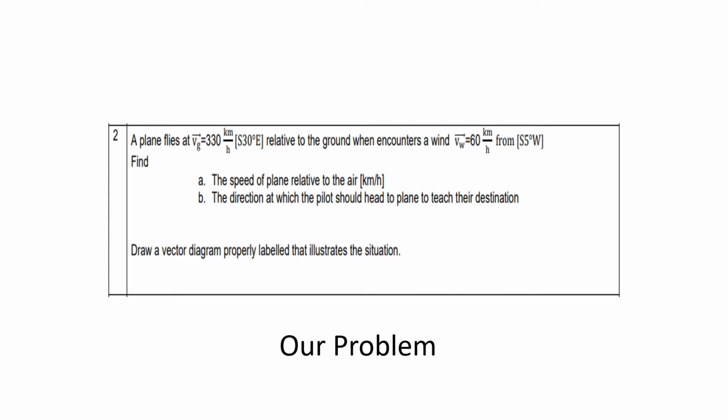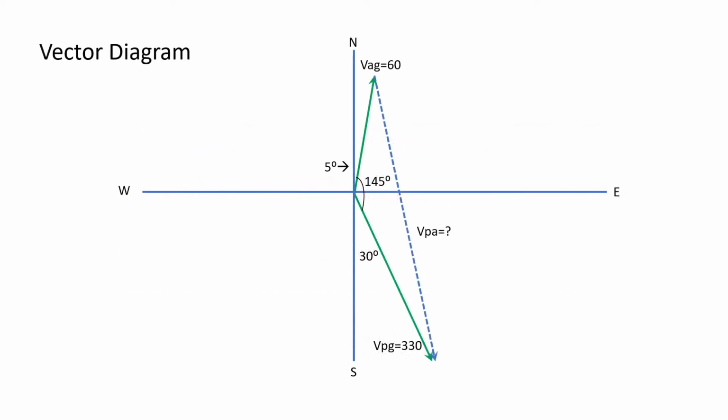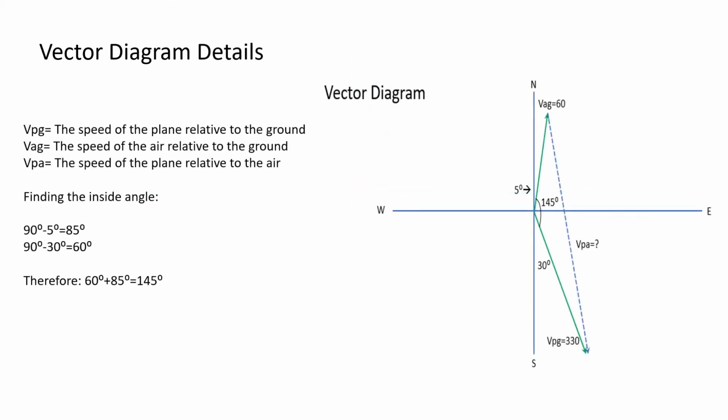Firstly, let's make our vector diagram. So, we're going to have our north, east, south, and west. We can draw out a vector at south 30 degrees east, which is our plane's velocity relative to the ground. Label it 330. We will call it VPG.